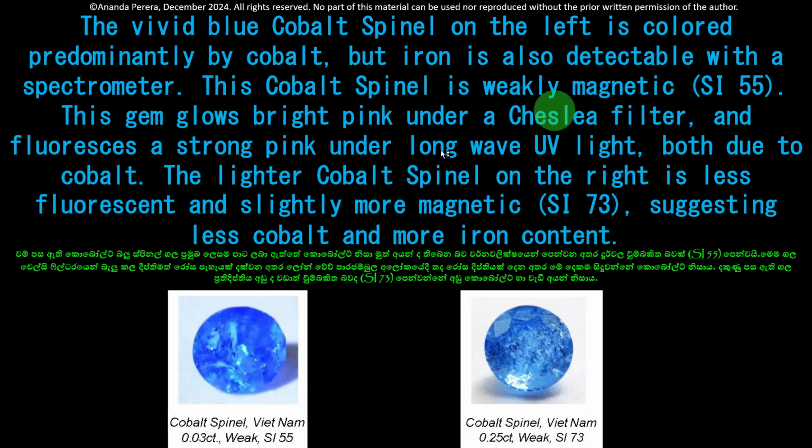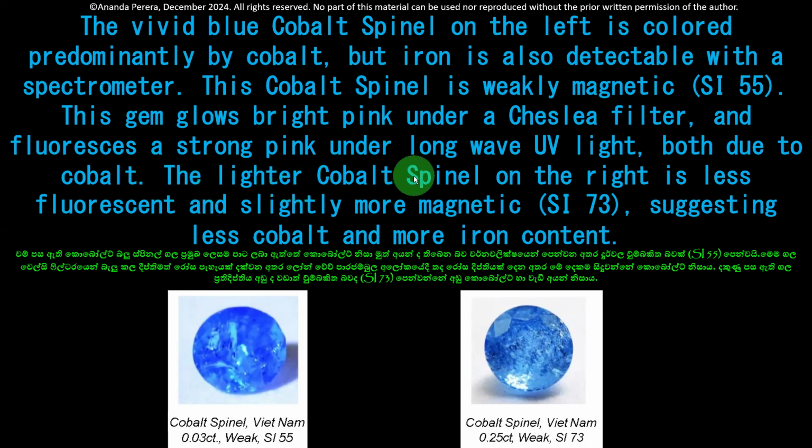This cobalt spinel is weakly magnetic. SI is 55. The magnetic attraction power is 55. This gem glows bright pink under the Chelsea filter and fluoresces a strong pink under long wave UV light. Under the UV light also, it gives strong pink. See the differences, both due to the cobalt.